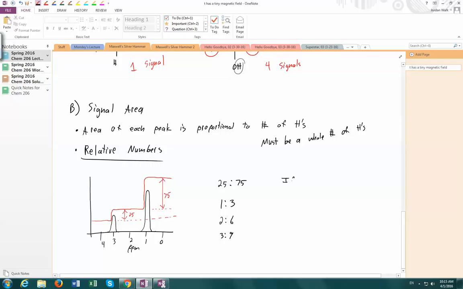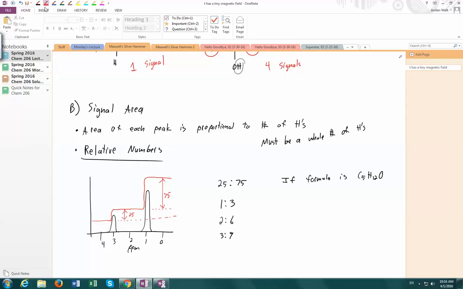So to help us out, maybe we know the formula of this compound. If the formula is C5H12O, well, which ratio must be correct?